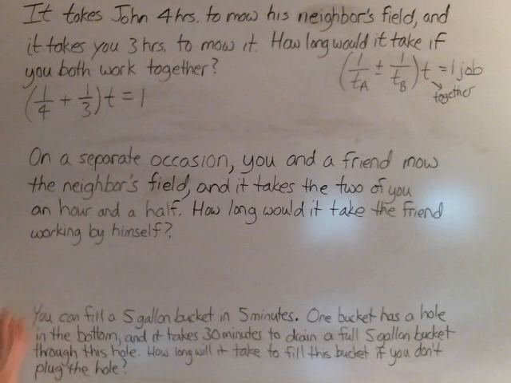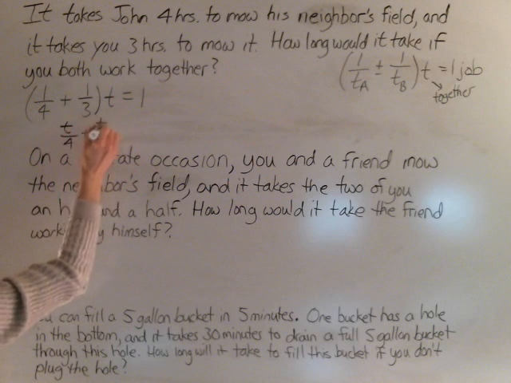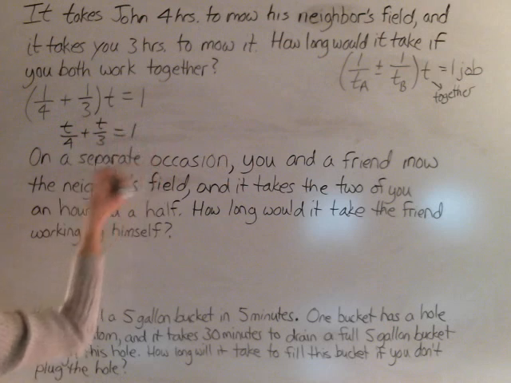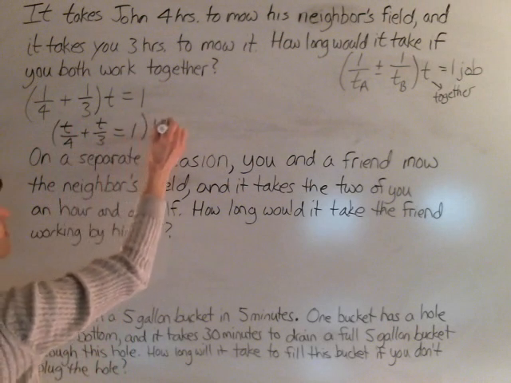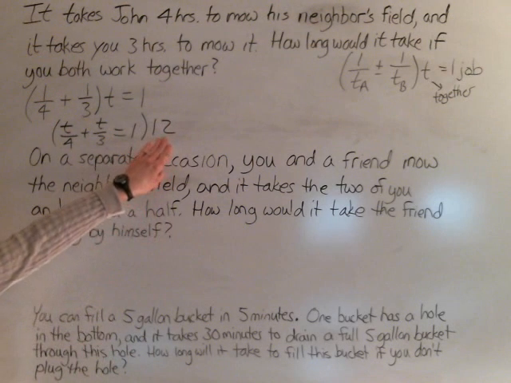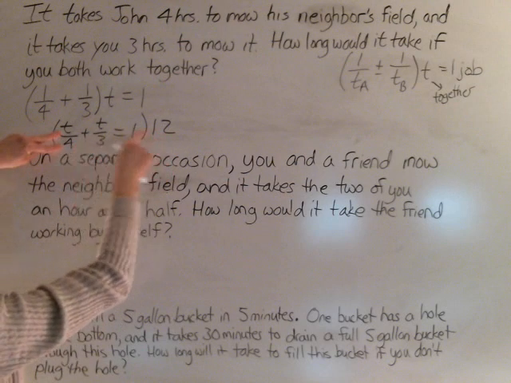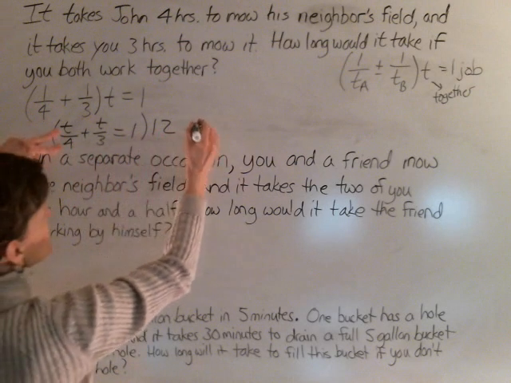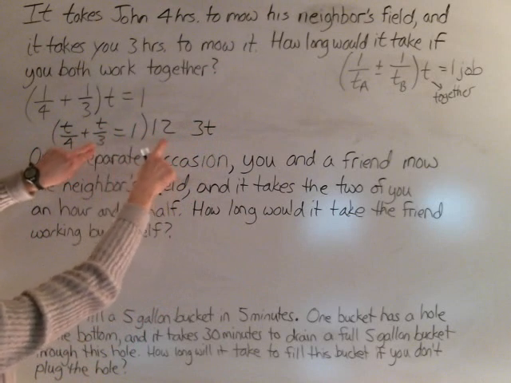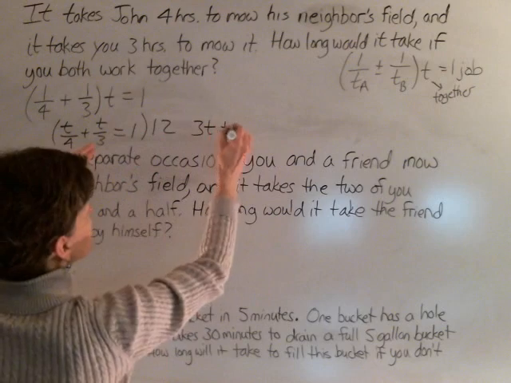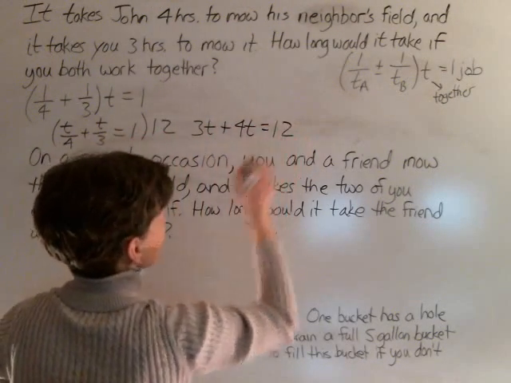and it equals 1 job. Well, when I multiply through by t, then I get t over 4 plus t over 3 equals 1, and whenever we have denominators in an equation, we always like to get rid of those, so we're going to multiply by the least common denominator, which is 12, to get rid of those. So t over 4 times 12, the 4 cancels with the 12 and gives me 3t. When I do t over 3 times 12, the 3 cancels with the 12 and gives me 4t. And then when I multiply 12 times 1, don't forget to do that, I just get 12.